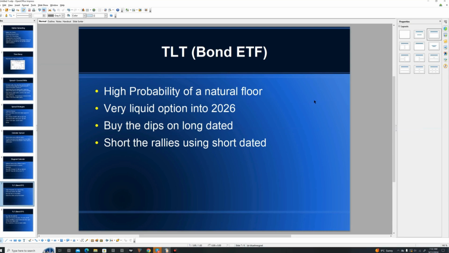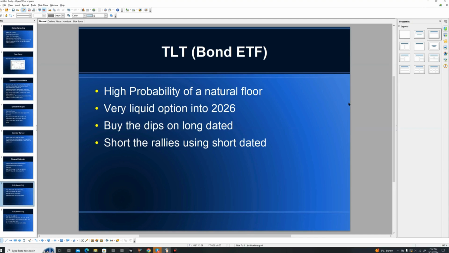Now, what do we know about bonds and interest rates right now? Well, we know that almost certainly they're not going higher. Okay, nothing is 100% certain, but I think we all agree that there's a very, very high probability that interest rates are not going higher. So what does that do? That gives a natural floor to the TLT, gives a natural floor to bond prices.